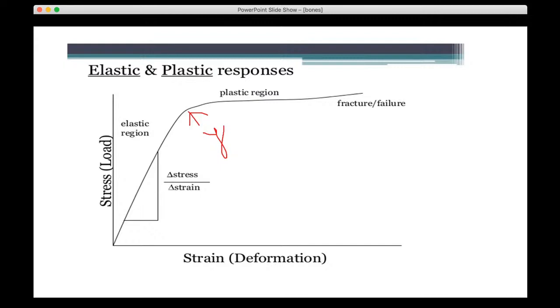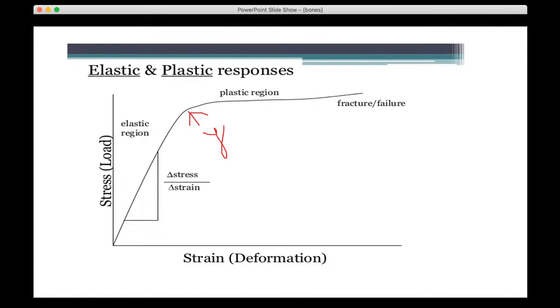Now this region also has a limit up to this point, and if you go beyond this, then fracture will happen. And usually in the bones, this point is very short. As you cross yield point, it will come very soon, and your bone will fracture. Okay, so I think it is clear now what is stress strain curve.